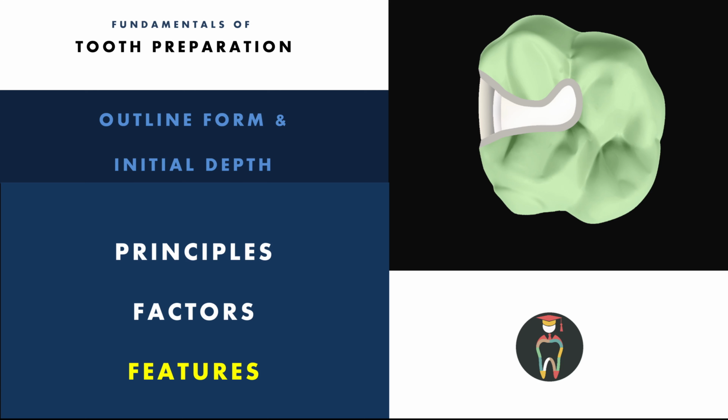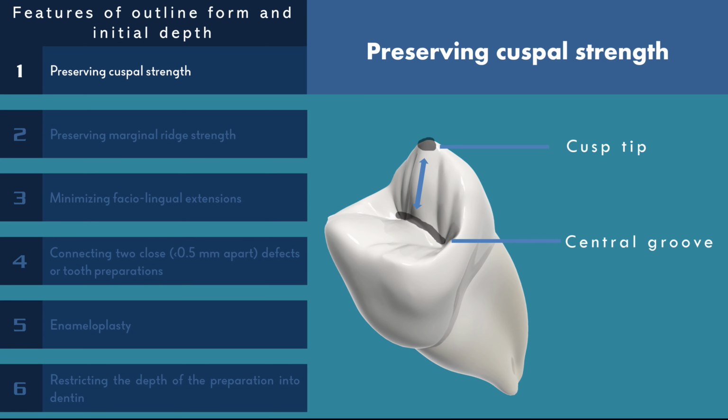Next, let's see about the features which govern the outline form and initial depth. The first feature is preserving the cuspal strength. This is a very important topic, and a very important concept, and I expect everyone to understand this very clearly. In the picture, you can see there is a central groove and a cusp tip.